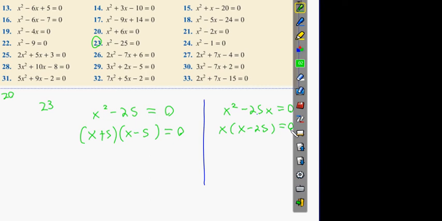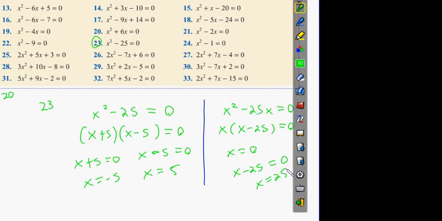So what's the answer to this one? X equals 0 or x minus 5, and x plus 5. And what about this one here? X equals 0, or x minus 25 equals 0, so x equals 25. Okay, so look, two competing questions, very similar.